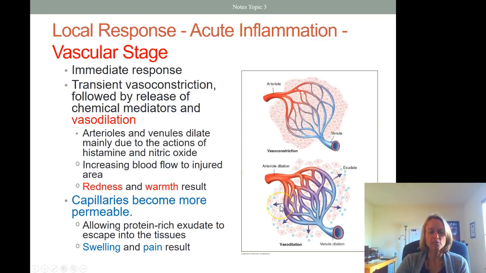The capillaries also become more permeable, and this is going to allow protein-rich exudate to leak out of the capillaries and into the tissue spaces. This is going to result in swelling or edema. And also this excess fluid can put pressure on nerves leading to pain. Additionally, chemical mediators such as bradykinin also can trigger pain.